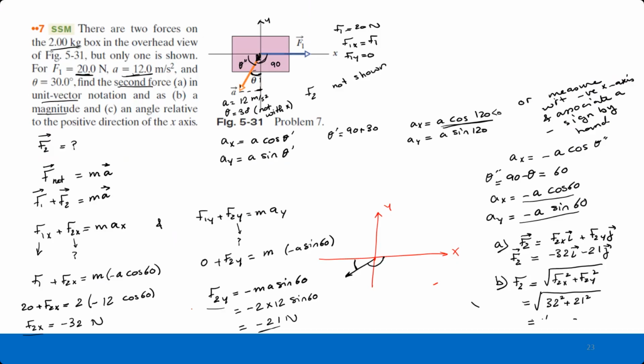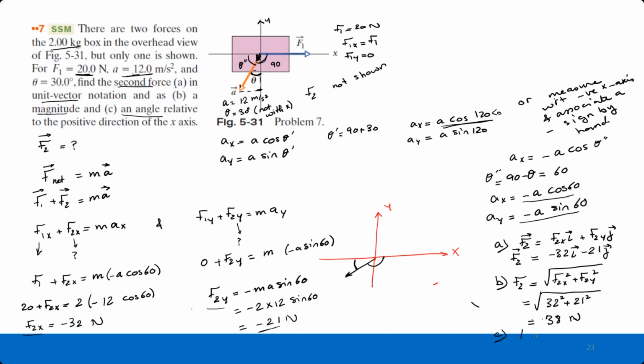The minus signs don't really matter when I'm squaring. You will get 38 newtons. This is the magnitude. Part C finally wants the angle relative to the positive direction of the axis.